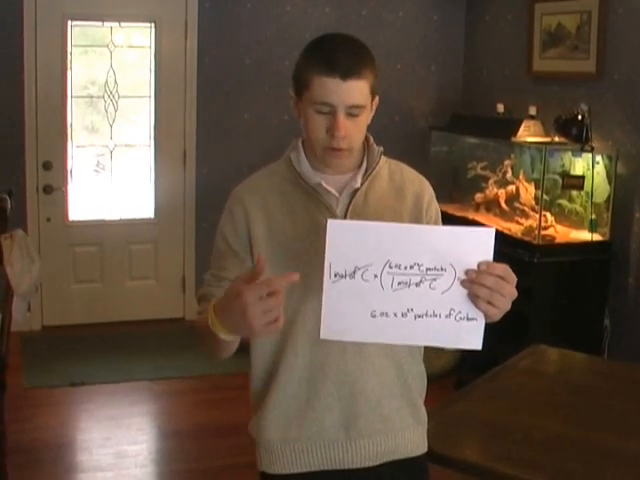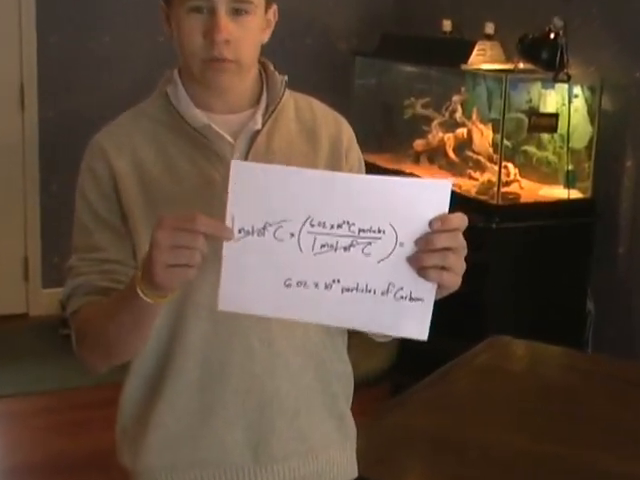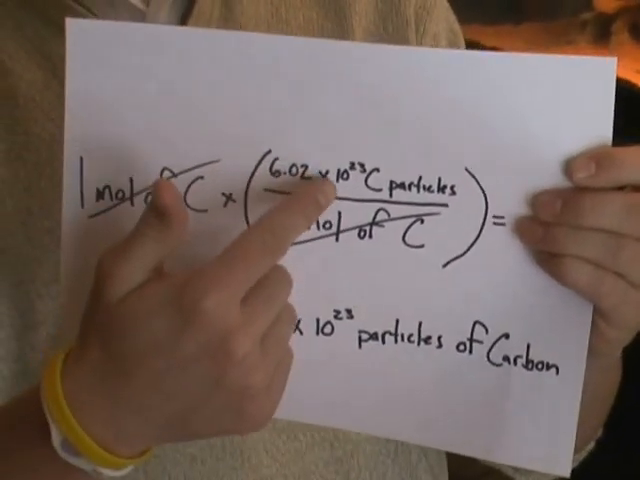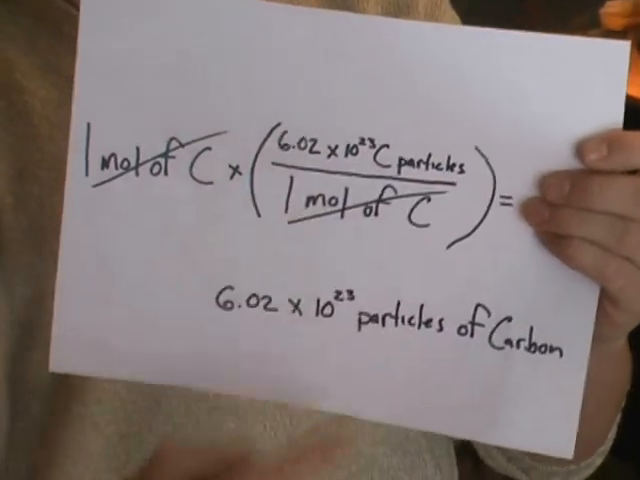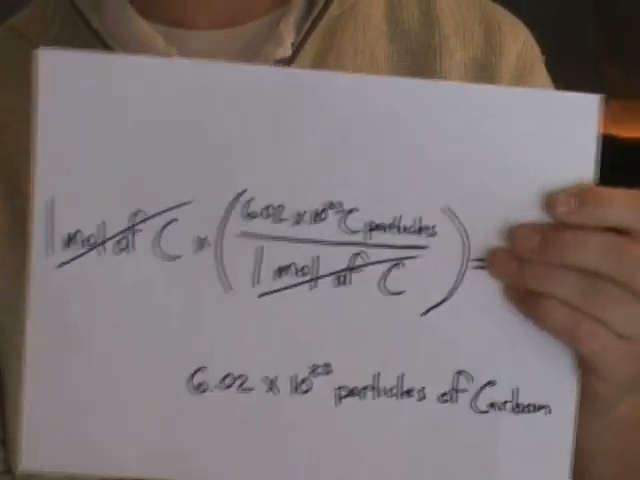So in order to convert from moles to representative particles, all you do is multiply the moles of what element you have, and in this case it's carbon, by Avogadro's number, which is 6.02 times 10 to the 23rd particles. And then you get your answer of 6.02 times 10 to the 23rd particles of carbon.